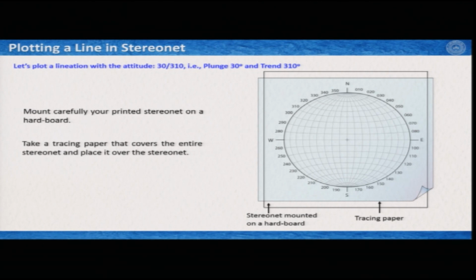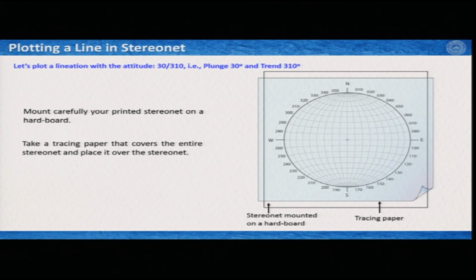To plot this data on the Stereonet, you need a Stereonet. You can download it from the internet, but be sure that you are downloading an equal area Stereonet, and if you can't find one, you can write to me or ask any of the teaching assistants, they can help you. Once you have downloaded this Stereonet, you print it keeping the aspect ratio constant and mount it carefully on a hardboard. Once you are done, you need a tracing paper to cover the Stereonet entirely.